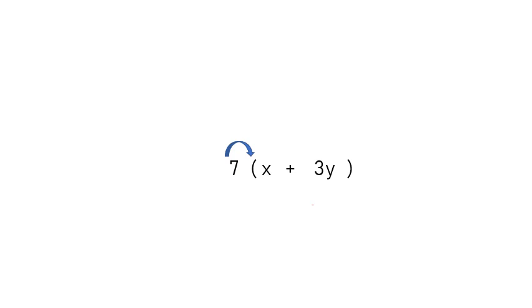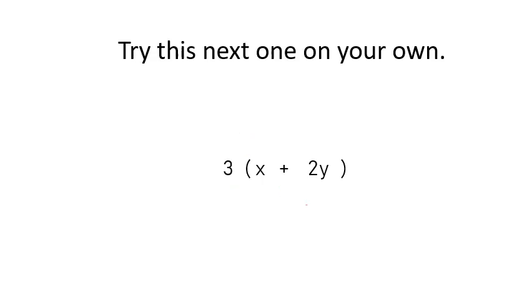We begin by multiplying the 7 times the x, which gives us 7x. We multiply the 7 times the 3y, and that gives us 21y, so we have 7x plus 21y. Try this next one on your own.